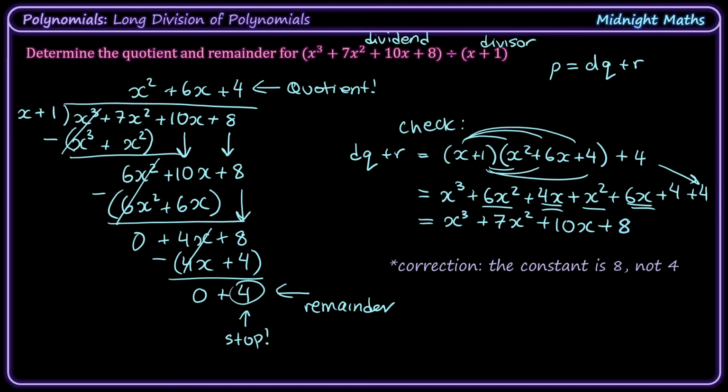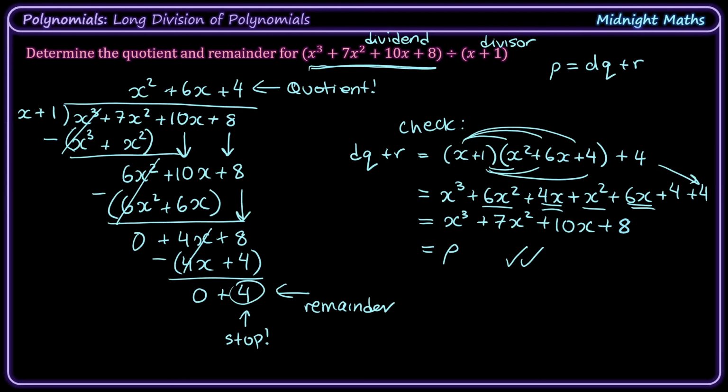Okay, what does this mean? If you have a look up here, that is the exact same thing as our dividend. This is exactly the same. We have x cubed, 7x squared, 10x plus 8. So this is the exact same as the dividend. Okay, so this is a good check to do, because if you can expand it and get back to what we started with, that means that you've written out the quotient and the remainder correctly, you've done all these steps correctly, and you've completed the problem.